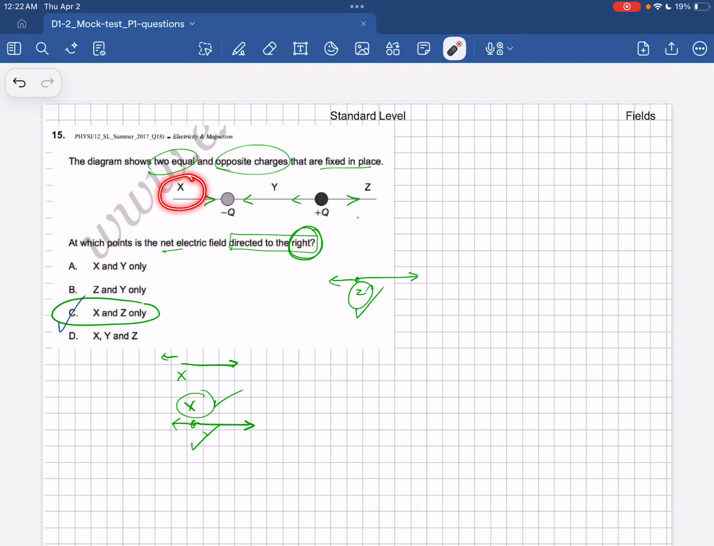Now let's check the X. The X here is pretty near to the negative, so it's a big one here, and further away from the positive, so that's just a little one, so it's more to the right as well. So that should be X and Z only.